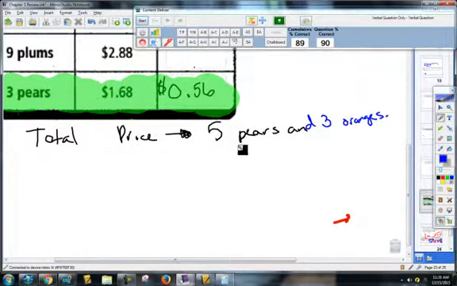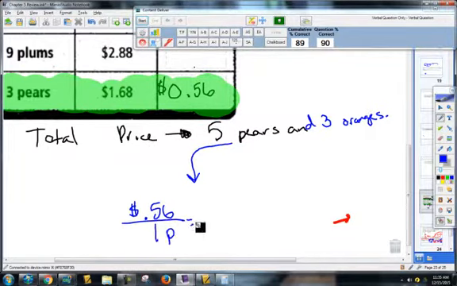So, you could have done a proportion here. The first way you could do it is you could say, okay, I know that the unit price for the pears is 56 cents per pear, and I want to buy 5 pears. Then you cross multiply and divide, and you get $2.80. Sorry, this one is pears, so $2.80.